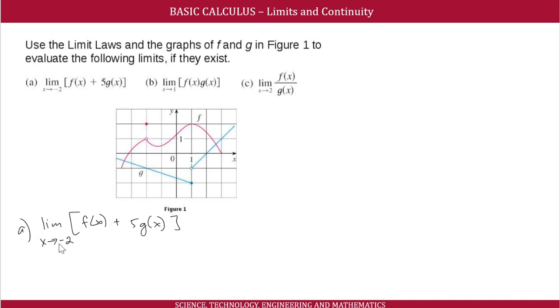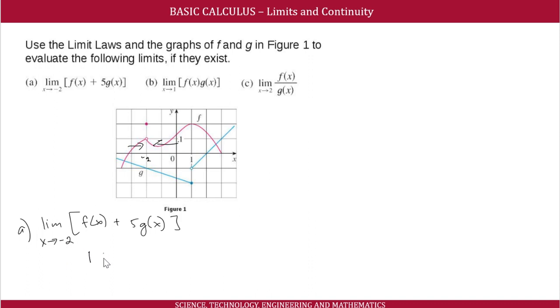So what's the limit of f of x as x approaches negative 2? This is our negative 2. Coming from the left, the limit is 1. Then from the right, that is also 1. Therefore, the limit of f of x as x approaches negative 2 is 1.